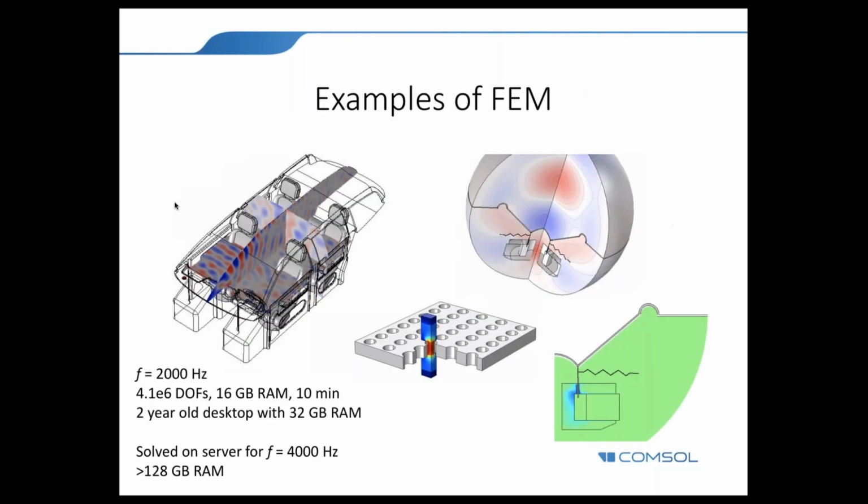Some examples that include the finite element modeling besides this car cabin simulation can be the full harmonic distortion model of speakers, loudspeakers, or the acoustic impedance calculation of grills and other miniature acoustics devices.